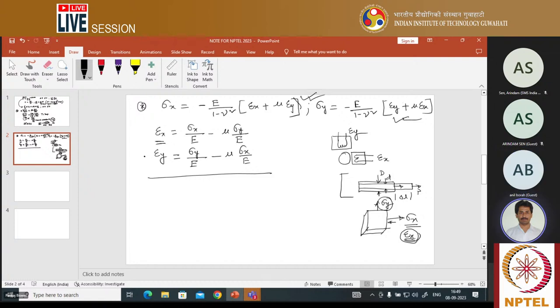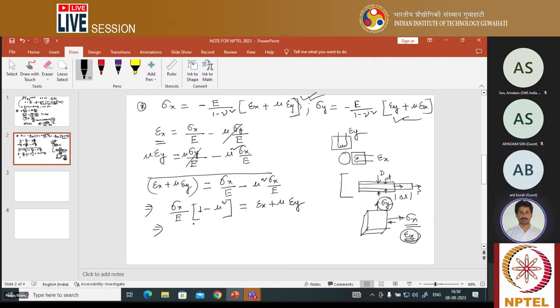Here I multiply the second equation by mu on both sides. After that I add the two, and I get epsilon x plus mu into epsilon y. This will be equal to sigma x by E minus mu square sigma x by E, since the other terms cancel out. Now taking sigma x by E common, I get 1 minus mu square. So from here you can get sigma x equal to epsilon x plus mu into epsilon y, divided by E divided by 1 minus mu square.